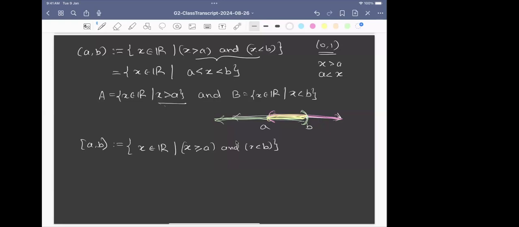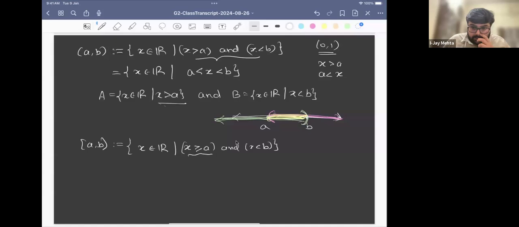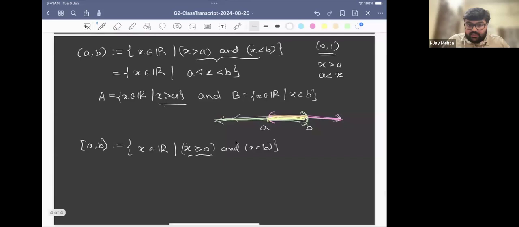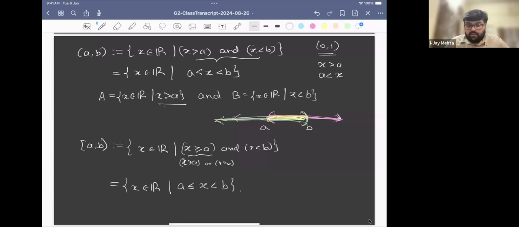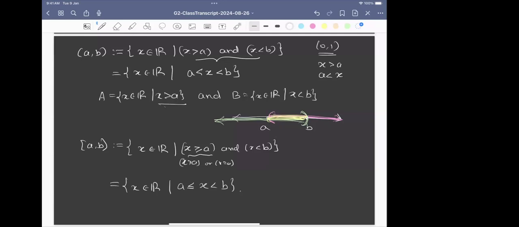So here also there are two things. What are the two statements here? X is greater than A or X equals A. So how do I write this, just like the previous case? I can write this as A less than or equal to X, and X less than B. Yes, good.